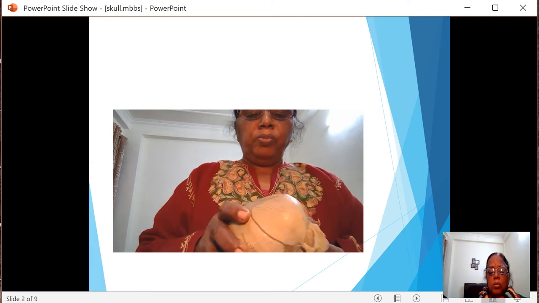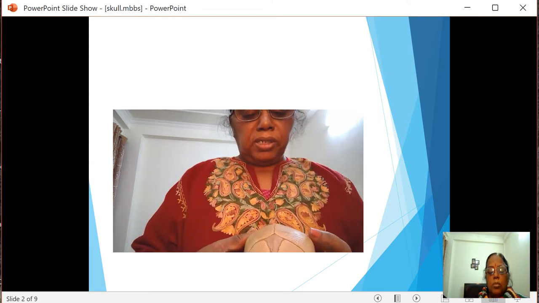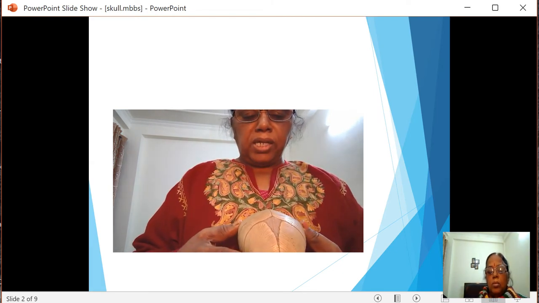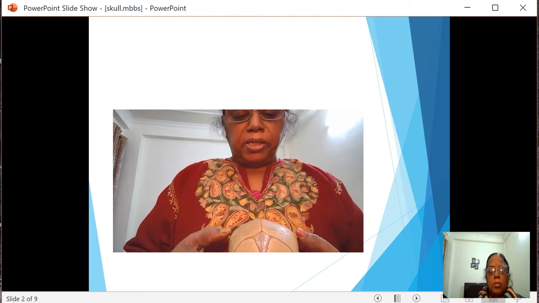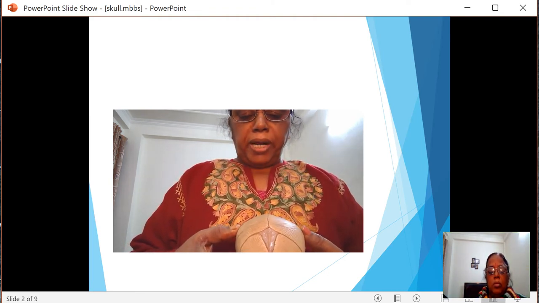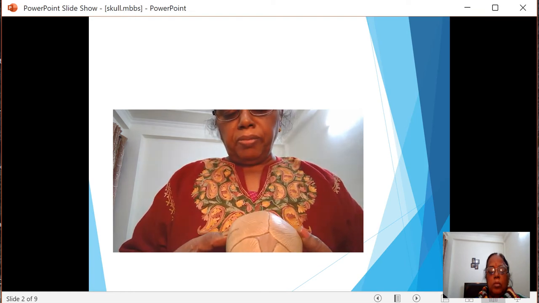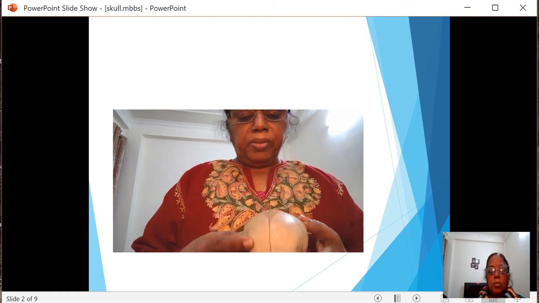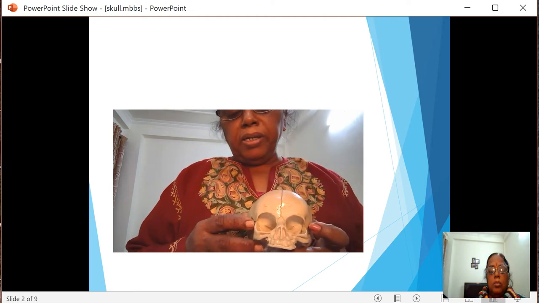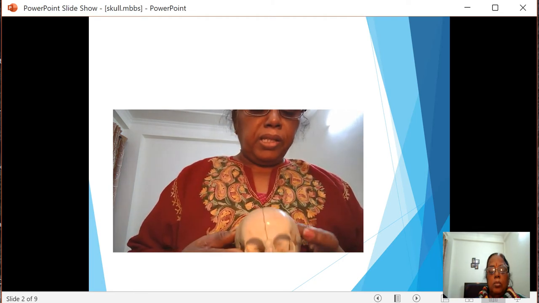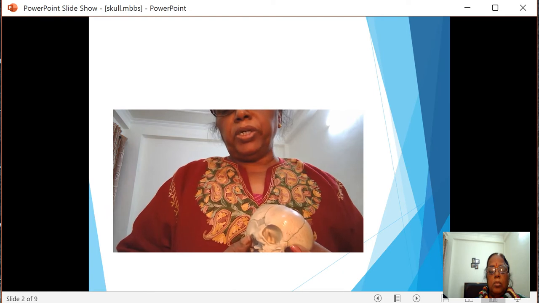Now we'll go to the transverse diameters of the skull. The transverse diameters are: one is the biparietal diameter, then there is the supra-subparietal diameter, then there is the bitemporal, and then the bimastoid.